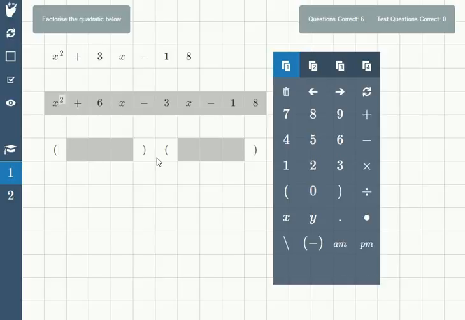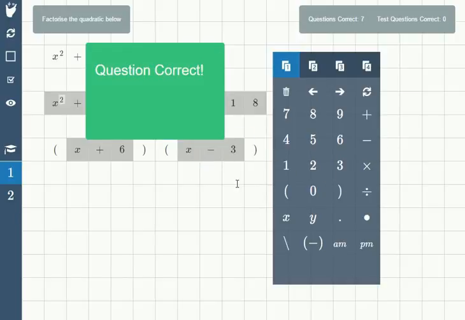And now we know what to fill into our bottom boxes. The first will be x plus 6, using the first coefficient in front of the x here, and then x minus 3, using the last coefficient in front of the second x. And that completes the question.